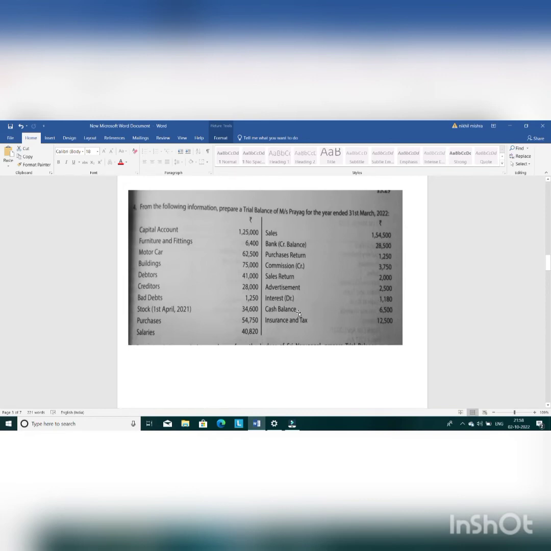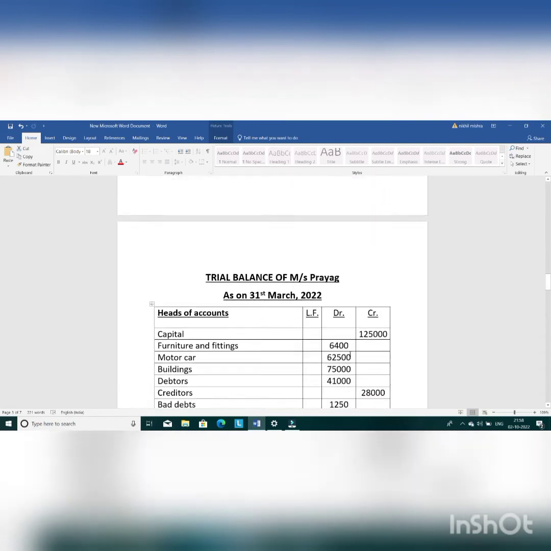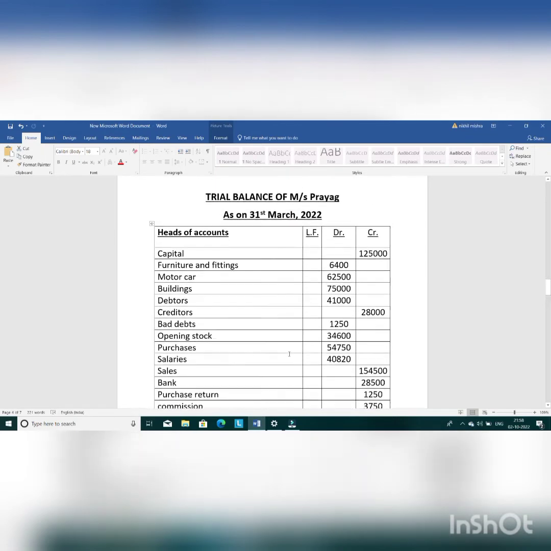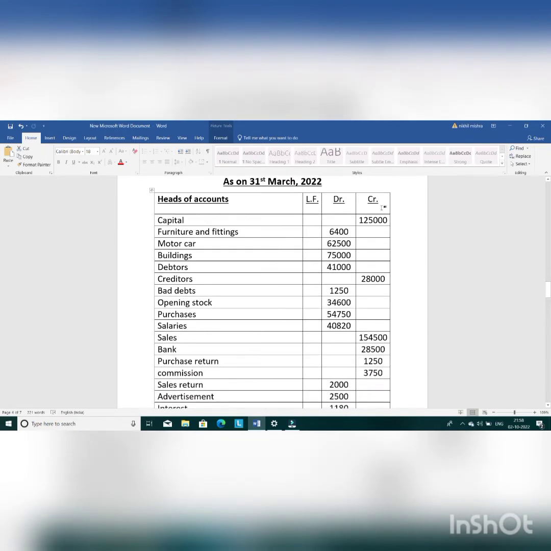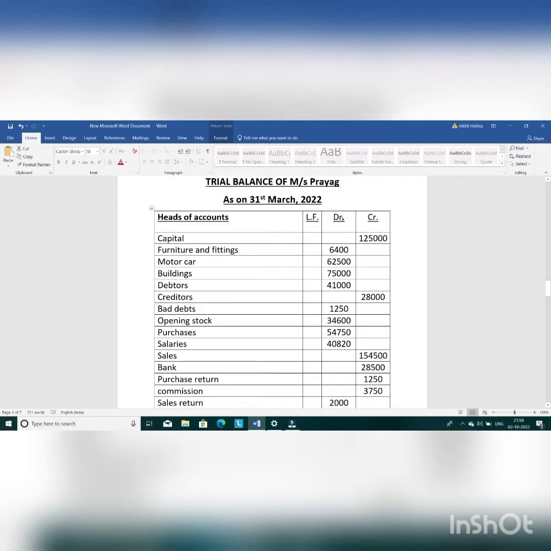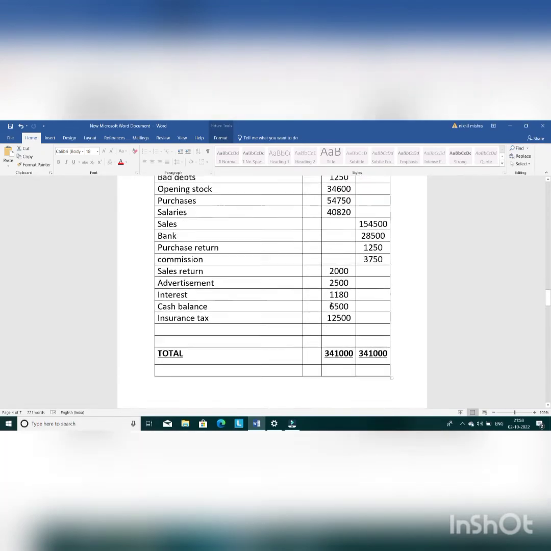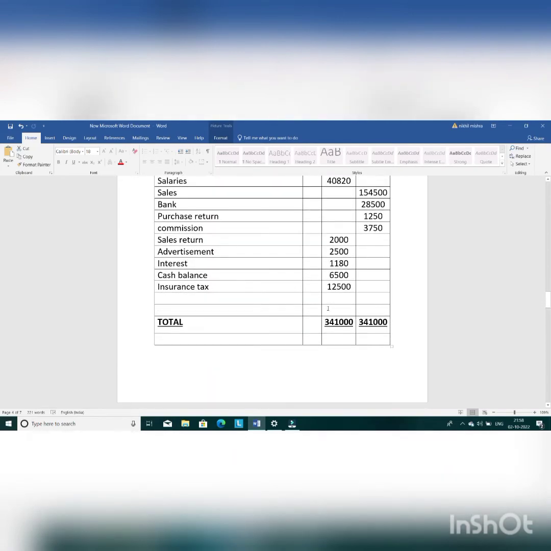Cash balance is an asset, debit column. Insurance and tax, it's also an expense, so it will come in debit column. I have given the same, using those same rules I have listed all the items in debit and credit column respectively. After that, I have added all the debit column amount and then credit column amount, I got the total, okay.